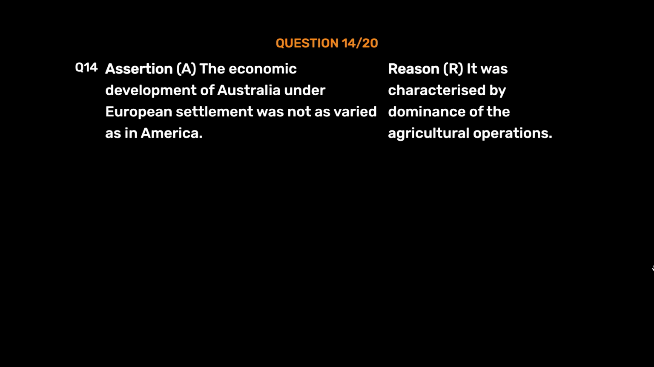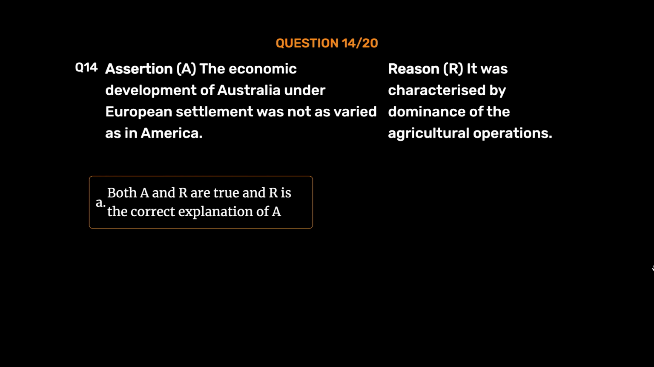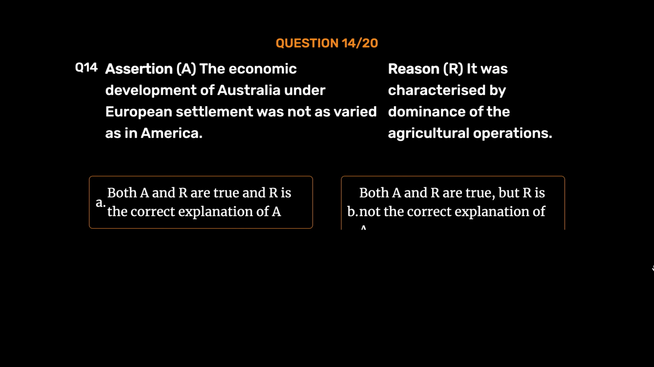Question number 14. Assertion A: The economic development of Australia under European settlement was not as varied as in America. Reason R: It was characterized by dominance of the agricultural operations. Option A. Both A and R are true and R is the correct explanation of A. Option B. Both A and R are true, but R is not the correct explanation of A.